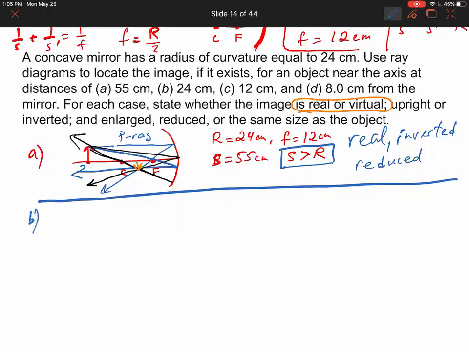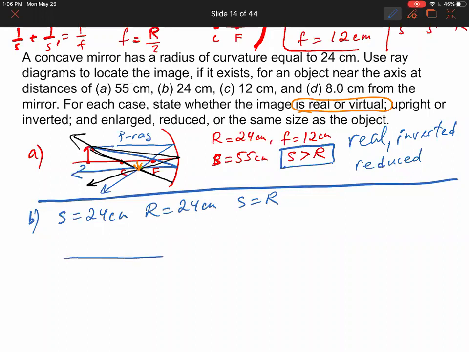Okay, so part B. It says the object is at 24 centimeters. Well, what else is 24 centimeters? The radius is 24 centimeters. That means here we have the object at the curvature, at the center of the curvature. It's exactly the same position as the center of the curvature. So what do we do here?